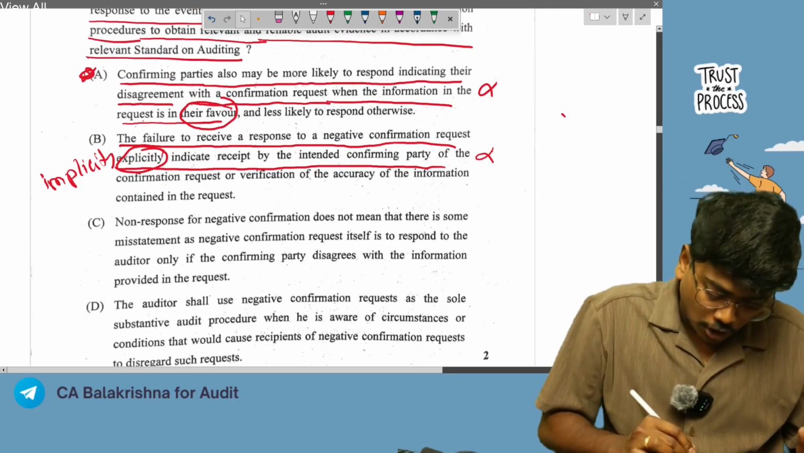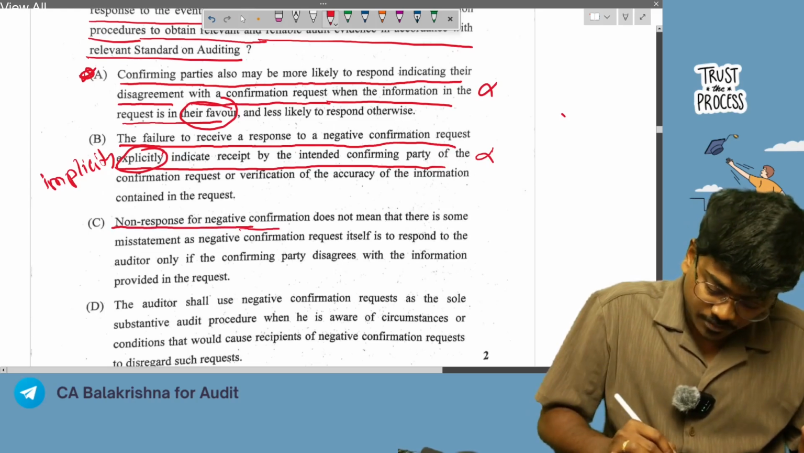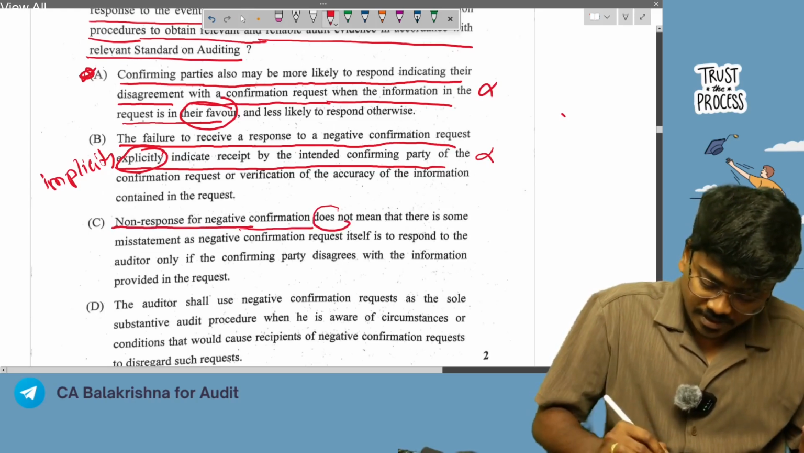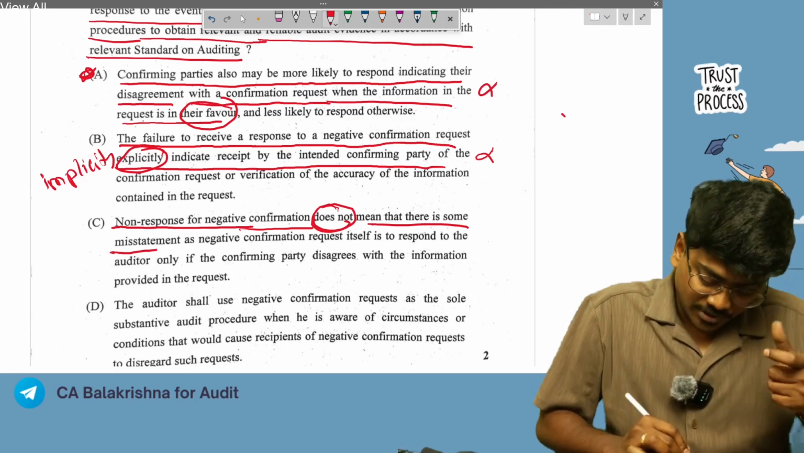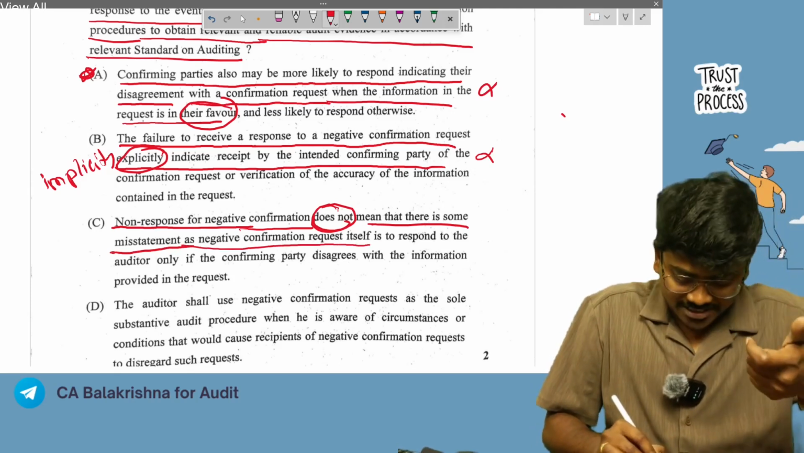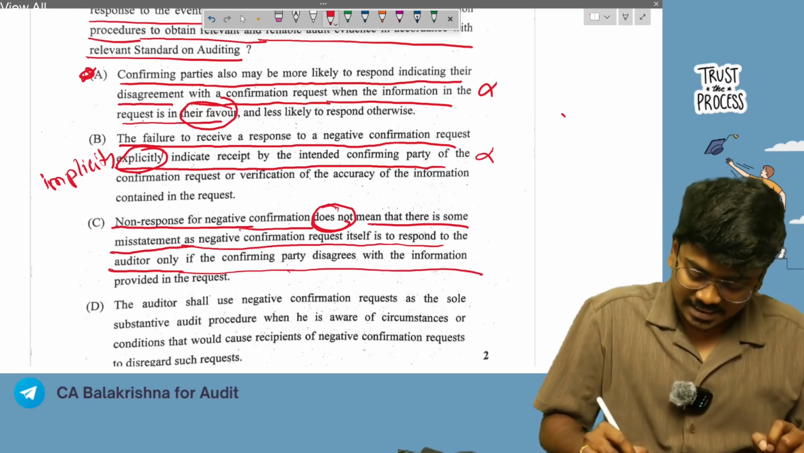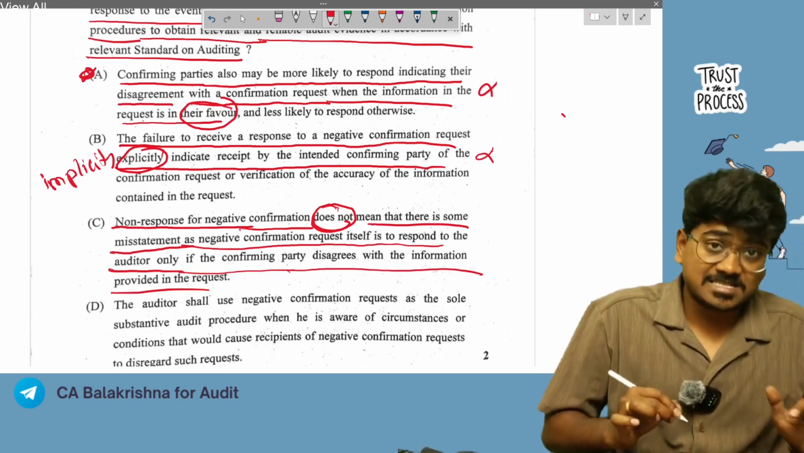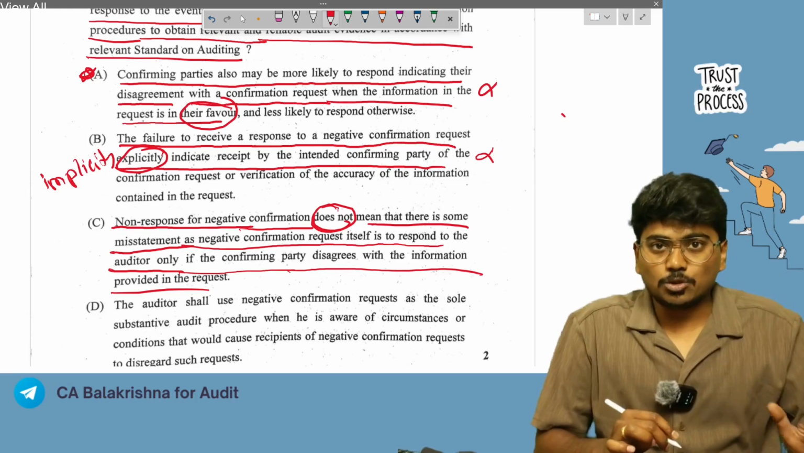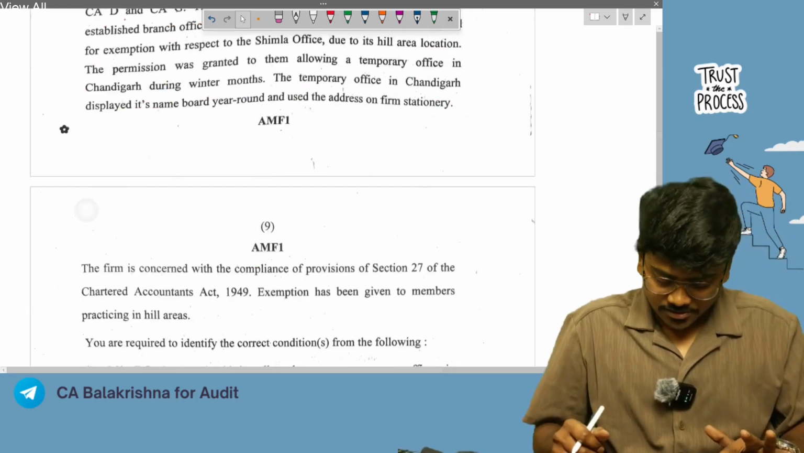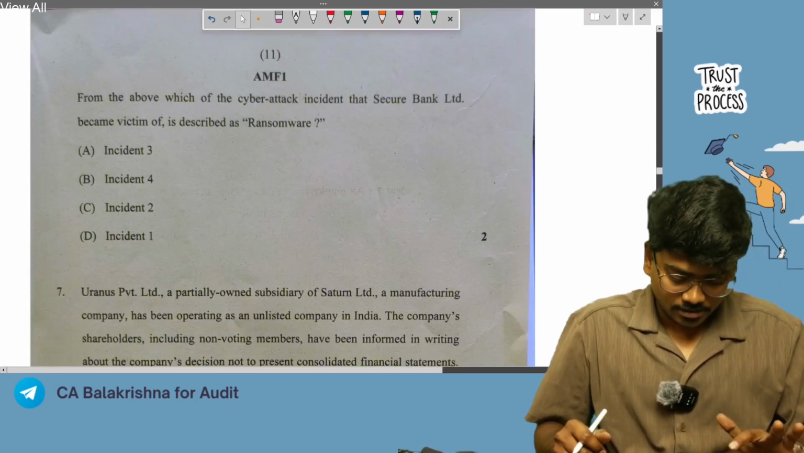Next, non-response to a negative confirmation doesn't mean that there is some misstatement, as a negative confirmation request itself is to respond to the auditor only if the confirming party disagrees with the information provided in the request. Yes, this is the definition of the negative confirmation request. So option C is the correct option.